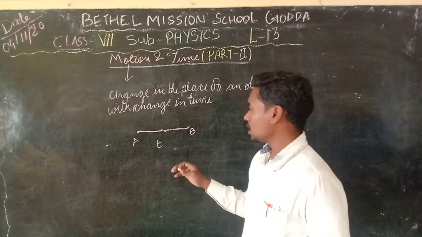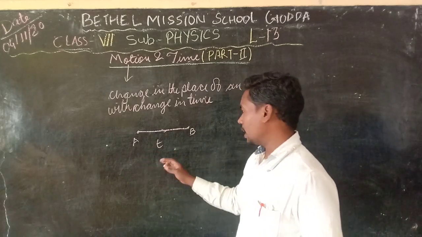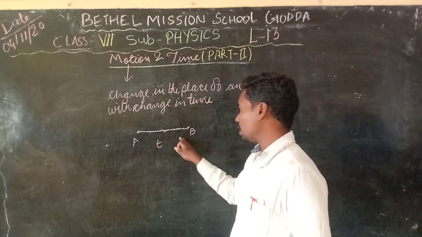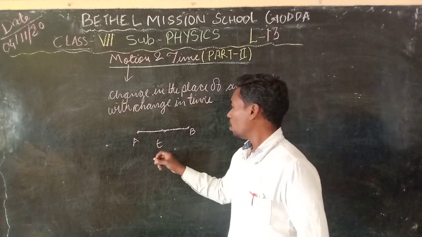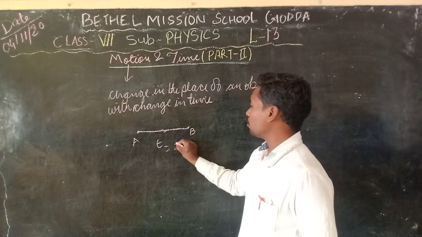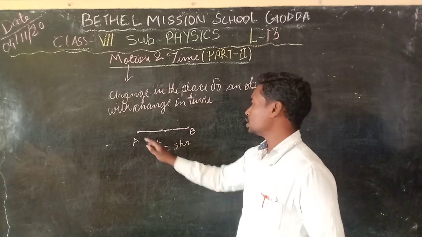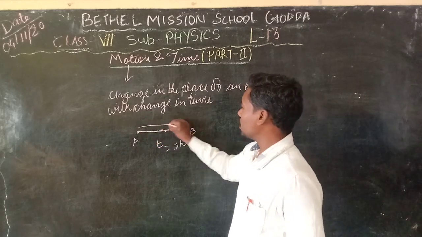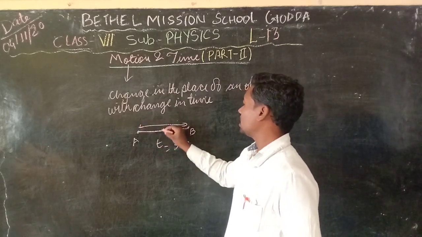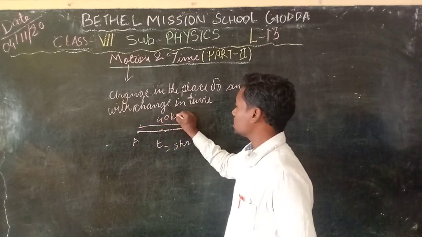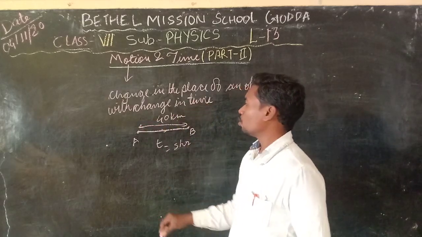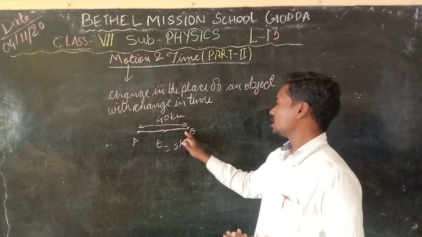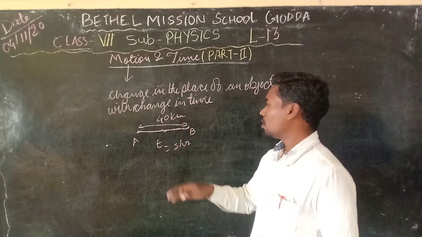Now obviously, t time has been taken for this movement from A to B. So let this t time be, let us say, 5 hours, and let the distance between A and B be, let us say, 40 kilometers. So an object moved 40 kilometers in a time of 5 hours.